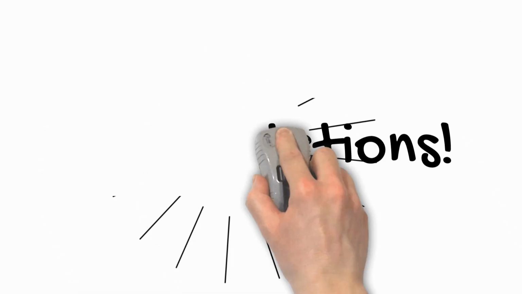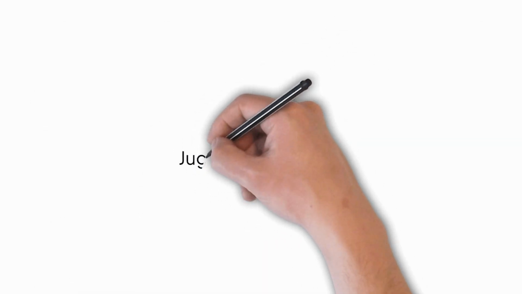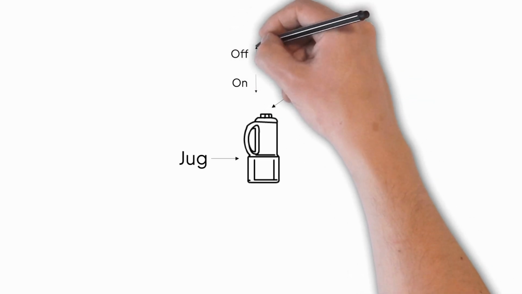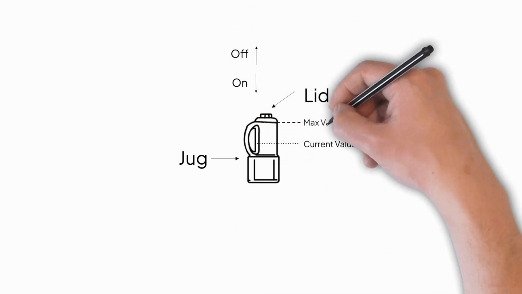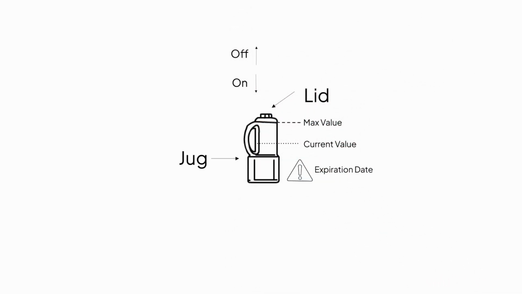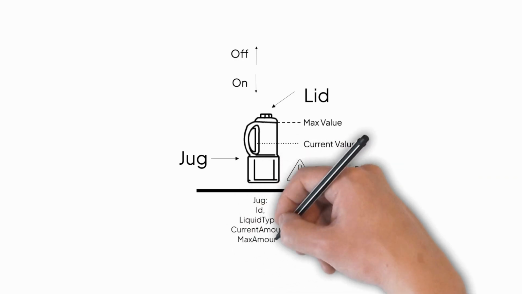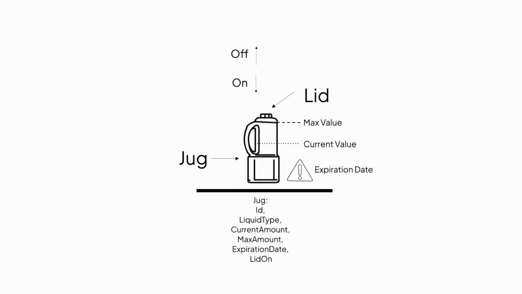You can practice this on real objects, like a milk jug for example. It has the jug and a lid. The lid can be either on or off. The jug contains a certain amount of milk, and the milk has an expiration date. So you could create a jug object with an ID, what it contains, how much it can contain, the content's expiration date, and if the lid is on or off. Now you're starting to think like a coder.